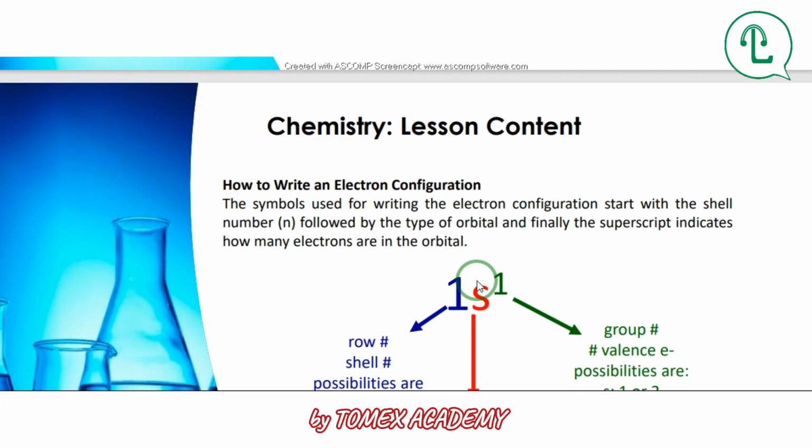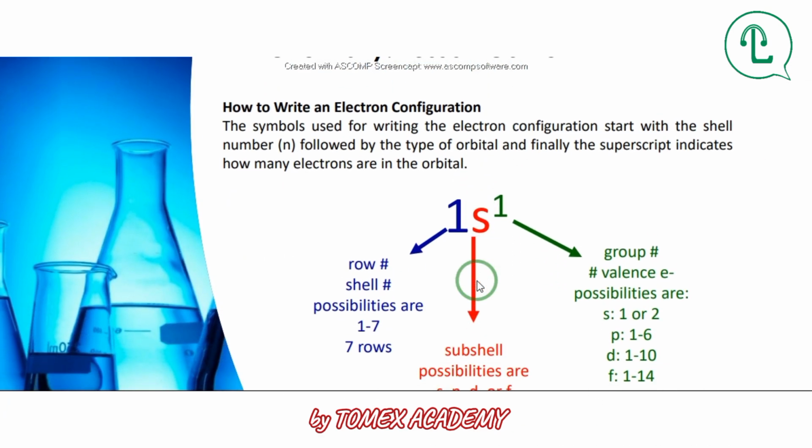How to write an electron configuration. The symbol used for writing the electron configuration starts with the shell number n, followed by the type of orbital, and finally the superscript indicates how many electrons are in the orbital. This is showing how many electrons are in the orbital. And this is indicating the row.